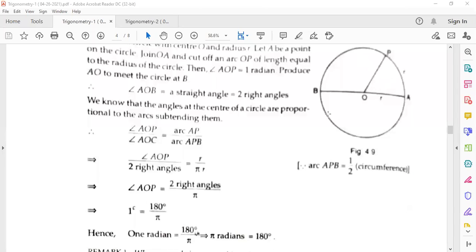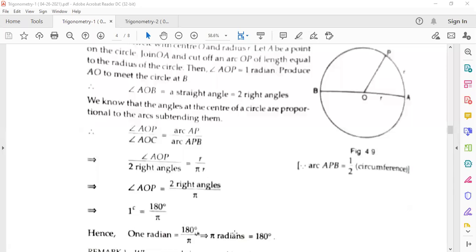So concentrate here. AB is the diameter and arc APB means half of the circle. We know that the total perimeter of a circle is 2 pi r, so half the perimeter is pi r. That pi r is written here. So r cancels, 1 by pi. So angle AOP equals 2 right angles by pi, and 2 right angles means 180 degrees by pi. After cross multiplication we get pi radian equals 180 degrees.